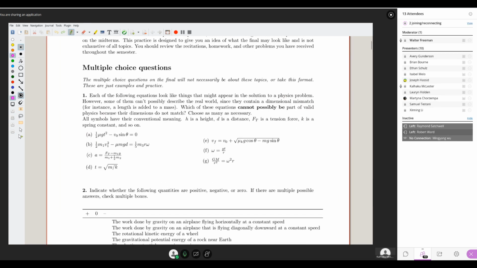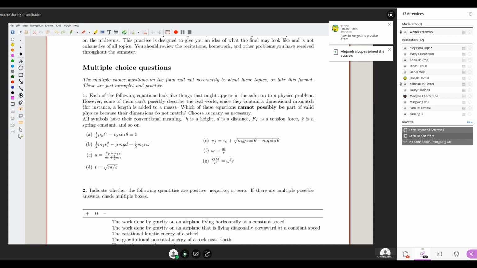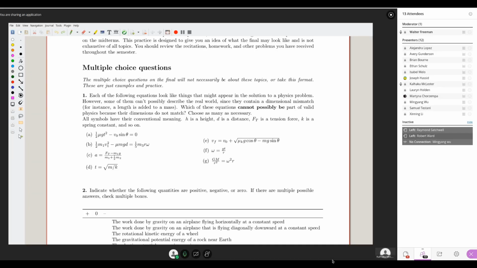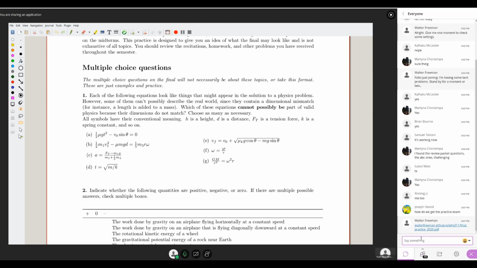So the first segment asks you to think about whether the things that are presented here are dimensionally correct or not, whether their dimensions match. One second, let me type in the URL in chat. So it's posted on the course website, but a direct link, Joseph, is that one. Okay, so the first segment says, tell me which things contain a dimensional mismatch or not. So we'll talk through all of them.